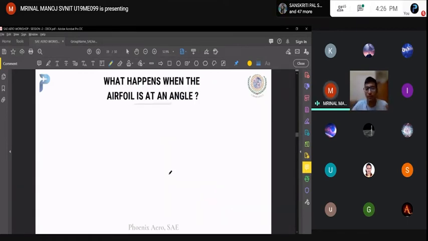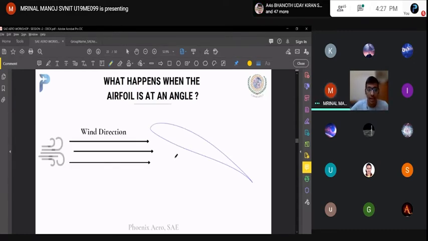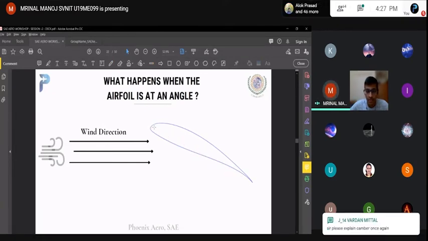Now this was a flat airfoil, and what I had explained before were some geometric definitions. Now what happens to an airfoil when it is kept at an angle? This is an airfoil that is kept at an angle, and you have the wind direction. Let's draw the chord first. The chord is basically a horizontal line that connects the leading edge to the trailing edge.